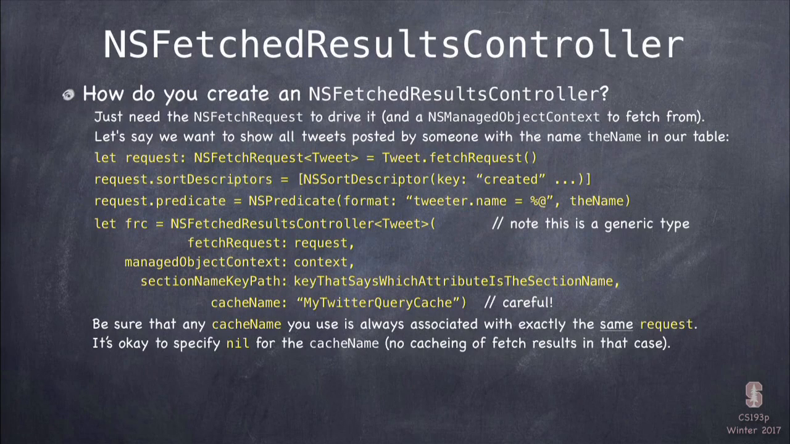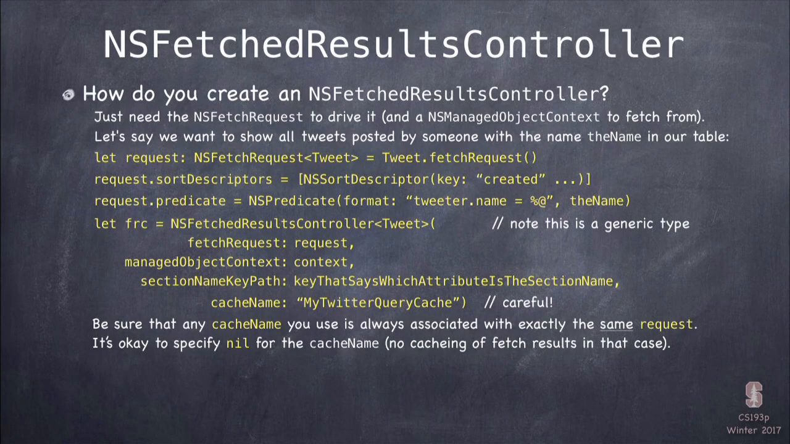Now that cache name at the bottom is interesting. That is actually going to permanently cache the results. In other words, it's going to get the results out of the database and store on disk the result in some internal format. And that's cool, and that storage, by the way, if you quit your app and come back, it'll still use that cache. So it's quite efficient. But you have to be a little bit careful.